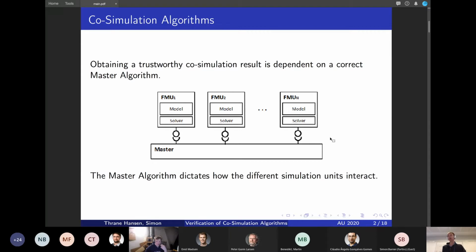Basically, in order to obtain a trustworthy co-simulation result, we need a correct master algorithm. The master algorithm is the one dictating what the different simulation units should do during a simulation. So therefore, we really need such a correct master algorithm.